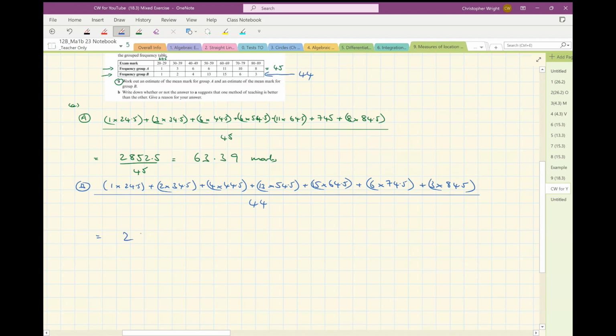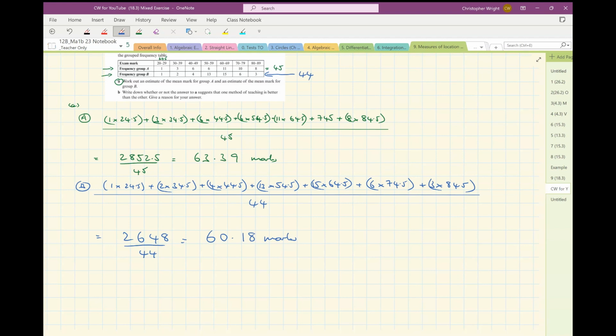Now on my calculator, that total is 2,648. So I need to divide that by 44, and I get that my approximation for the mean mark for Group B is 60.18.